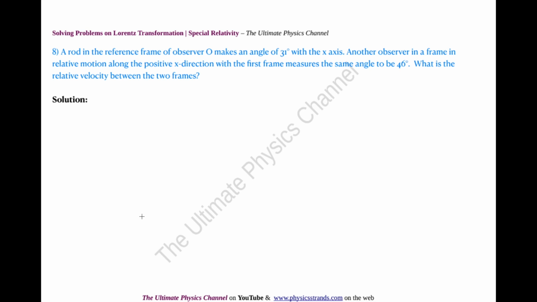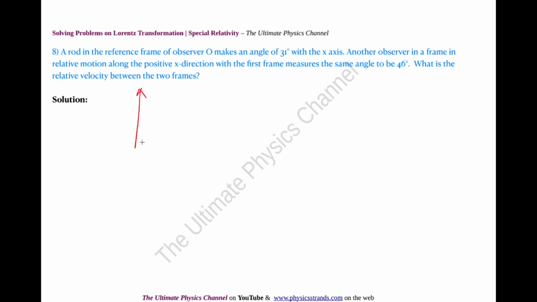So next question is, a rod in the frame of reference of observer O makes an angle of 31 degrees with respect to the x-axis. Another observer in a frame in relative motion along the positive x direction with the first frame measures the same angle to be 46 degrees. What is the relative velocity between the two frames? It's a very interesting problem.